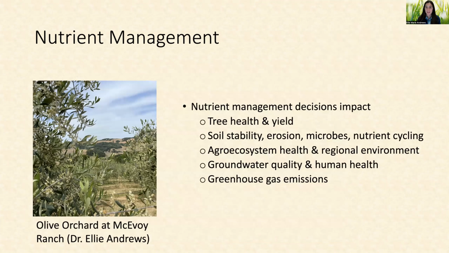So nutrient management decisions are really important, and they impact all kinds of things like tree health and yield, like we just talked about, but they also impact soil. So your decisions around nutrients impact soil stability, erosion, the microbial life present, other biological life, nutrient cycling. Nutrients influence agroecosystem health and regional environment as well. They influence groundwater quality and human health and greenhouse gas emissions. So there's a lot of effects and implications here since we're working with biological systems.